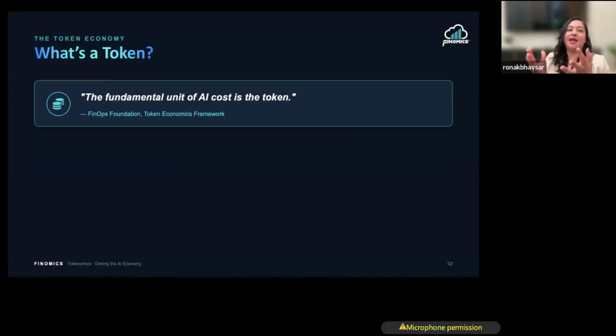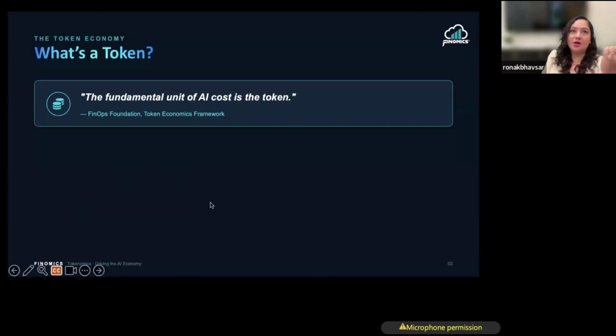The token is a fundamental unit of AI cost, and this definition is from the FinOps Foundation. We just came back from the FinOps conference hosted by the FinOps Foundation, and tokenomics was everywhere. That was the buzzword. In fact, next year's conference is going to be dedicated to tokenomics. It's called Tokenomicon. So this is an industry-wide problem, and we are trying to find a solution.